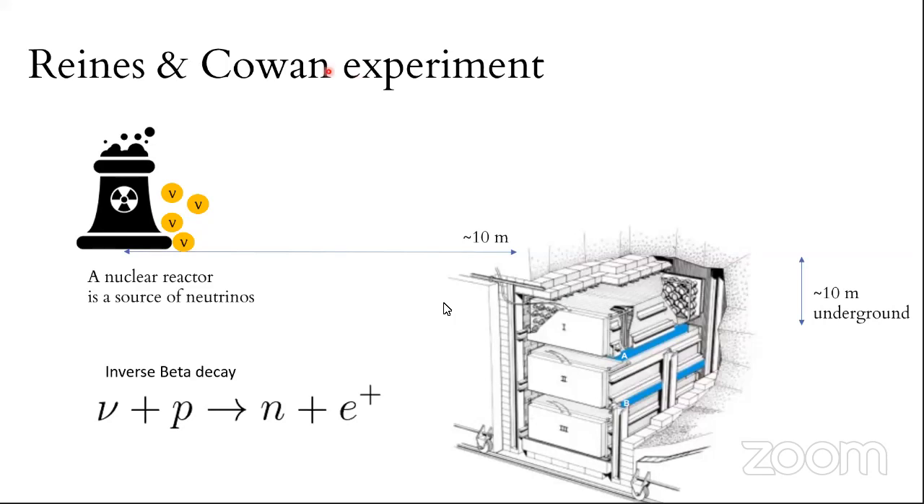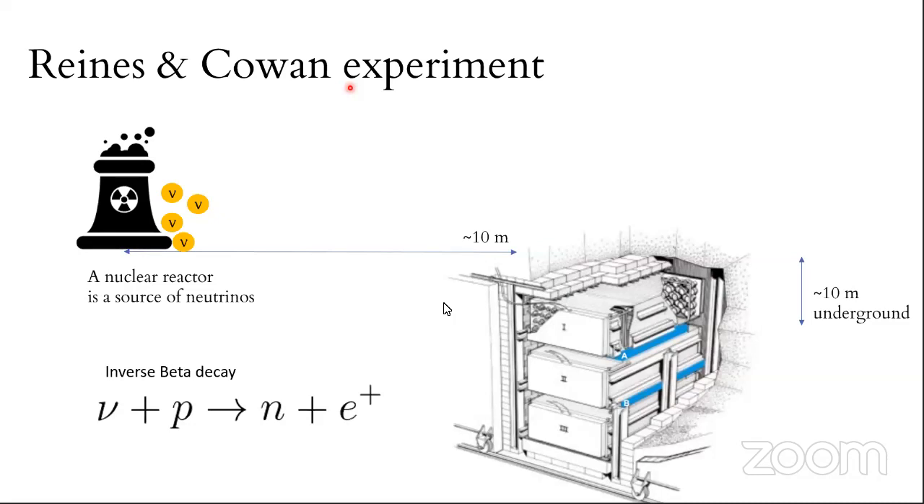Reines and Cowan worked for the Manhattan Project at Los Alamos Laboratory, as you all would be aware, which at that point of time was testing nuclear weapons, atomic bombs, and so on. Scientists knew at that point of time that an atomic explosion is a good source of neutrinos. So Reines and Cowan submitted a proposal to detect neutrinos that are emitted in an explosion.